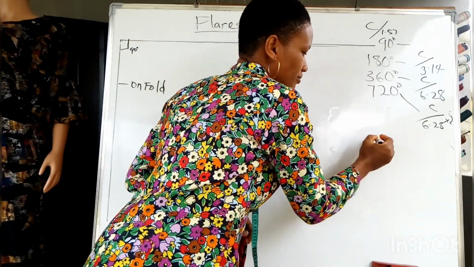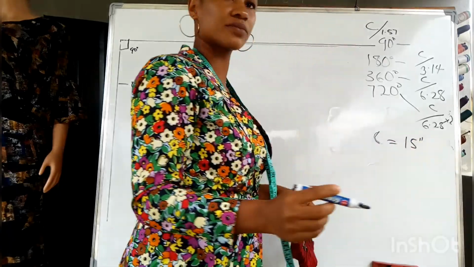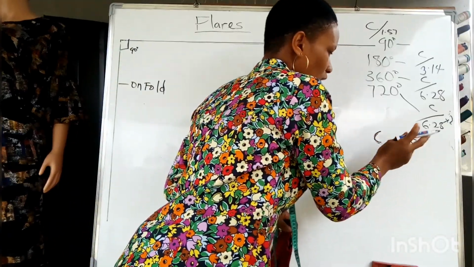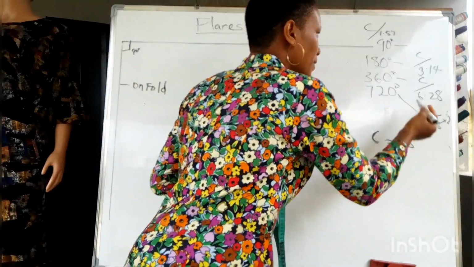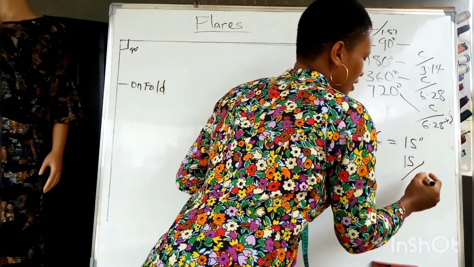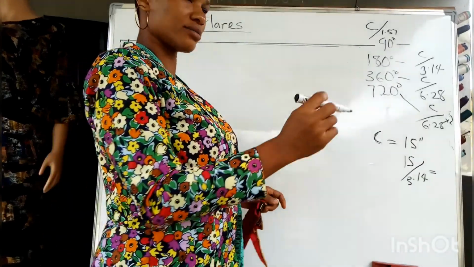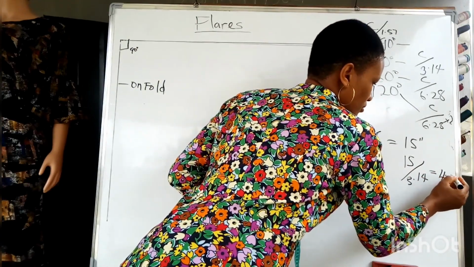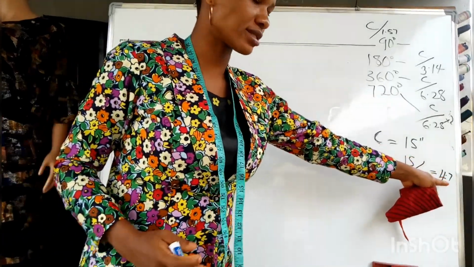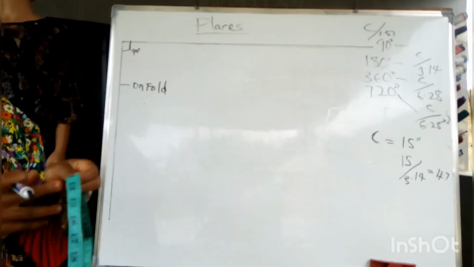Then in the 360-degree flare, you take the same procedure. Let us take our circumference to be 15 inches in this tutorial, as the waist circumference. Remember, the circumference divided by 3.14, which is 15 divided by 3.14, is equal to 4.7. That is what we have as the radius of our flare.